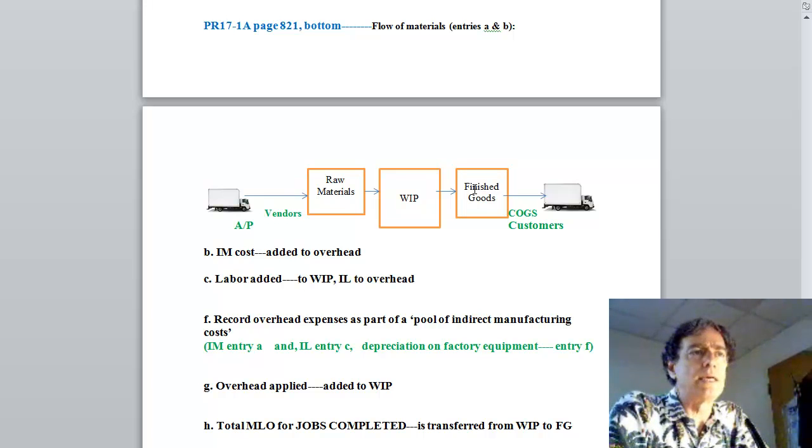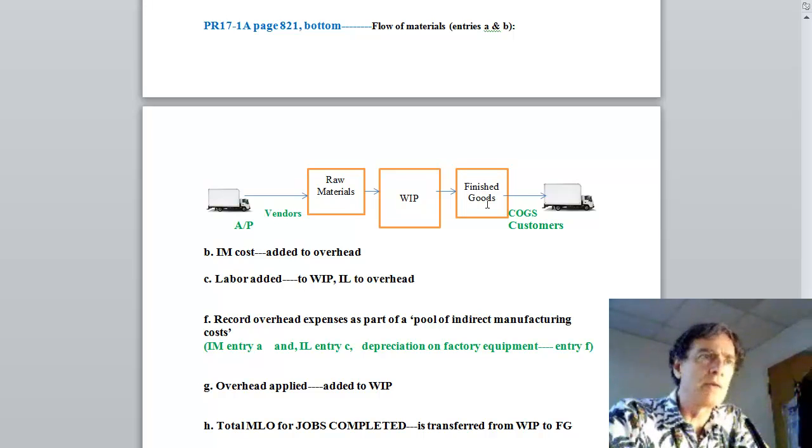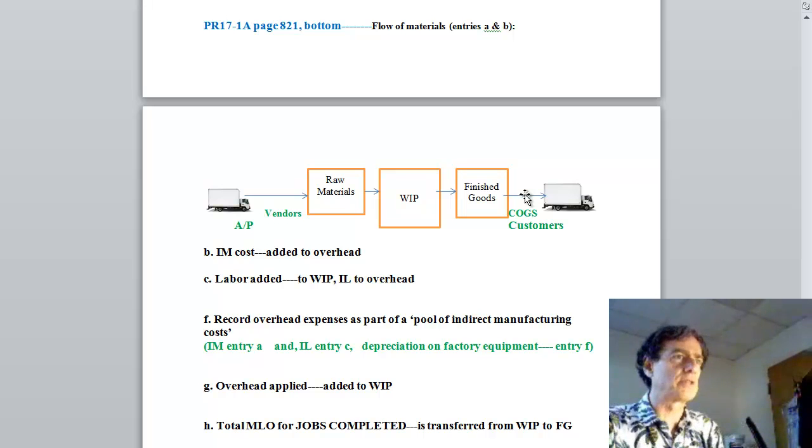When it actually leaves and goes on a truck to go to customers, then we will reduce the finished goods inventory account and increase the cost or expense called cost of goods sold, or COGS, short version of managerial accounting, ACC121. So we'll increase COGS and decrease finished goods when the stuff leaves to go to customers. So that's kind of the picture of how it works.